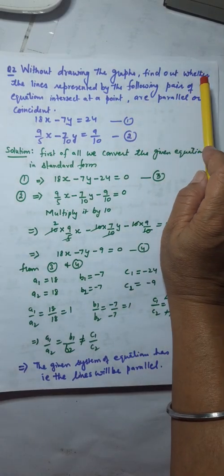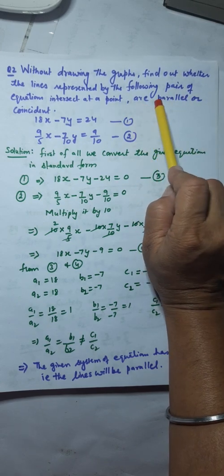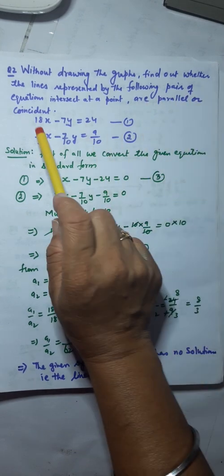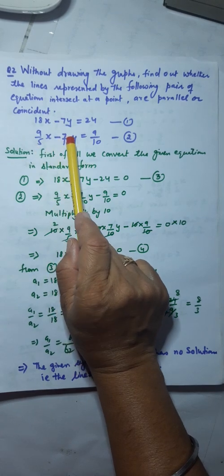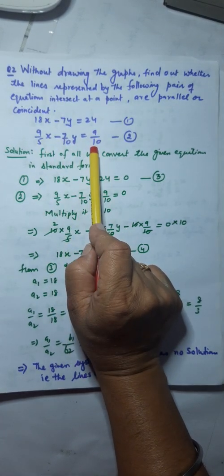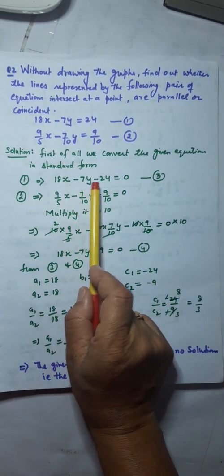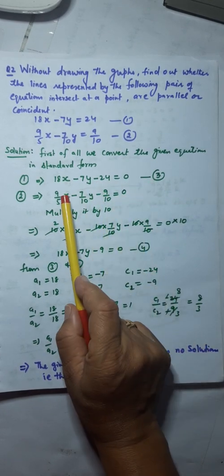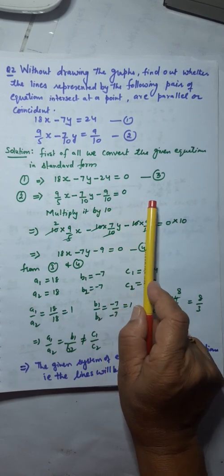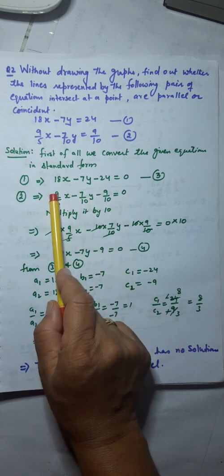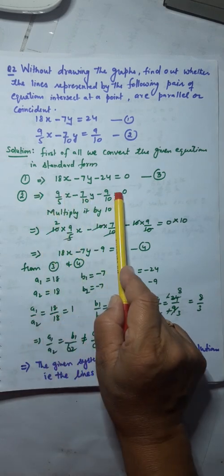Without drawing the graphs, find out whether the lines represented by the following pair of equations intersect at a point, are parallel or coincident. The equations are 18x minus 7y is equal to 24, and 9/5 x minus 7/10 y is equal to 9/10. First of all, we try to write them in the standard form. That is, 18x minus 7y minus 24 = 0, and 9/5 x minus 7/10 y minus 9/10 = 0. Now, I want to get rid of the denominator here. For that, I will multiply this equation by 10.